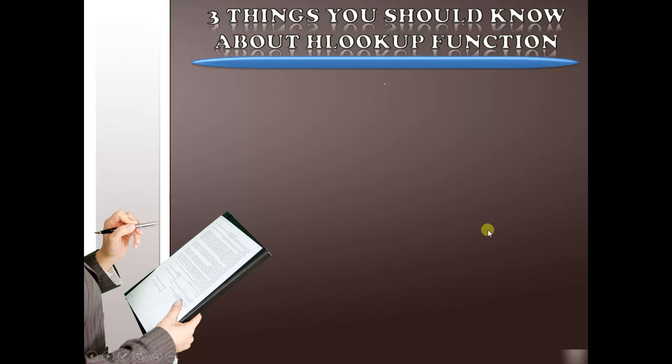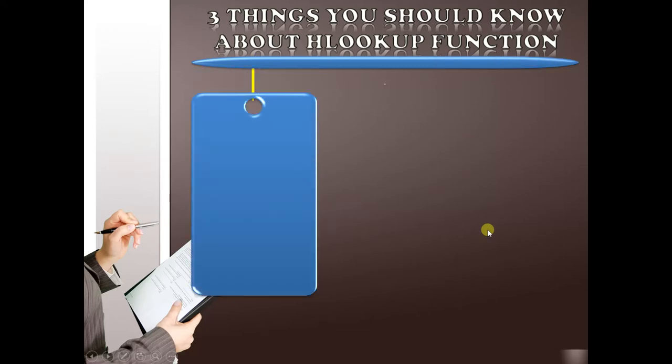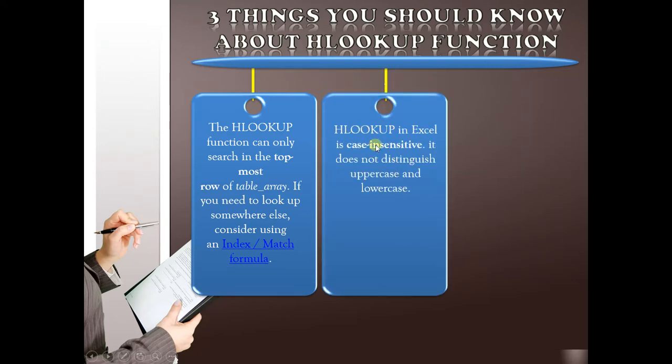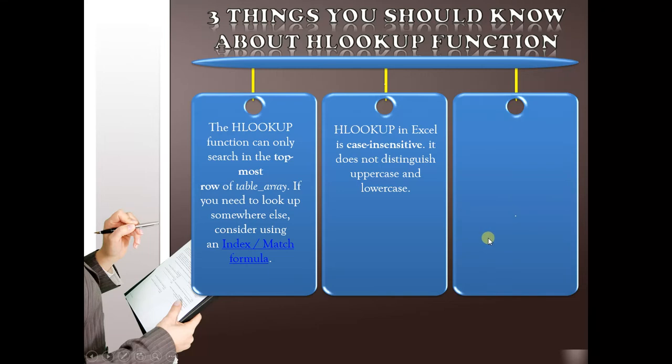So what is the example, and what should we know from what we have seen? The three things you should know about the HLOOKUP function: first, the HLOOKUP function can only search in the topmost row of the table. You have found that the top row was where I looked up Shreyoshi, and if you need to look up somewhere else, consider using other things like the INDEX MATCH formula. Now we come to the next point, that HLOOKUP in Excel is not case sensitive. It does not distinguish uppercase and lowercase.